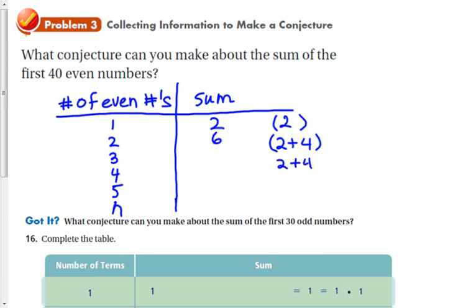Then 2 plus 4 plus 6, that would give us 12. Then 2 plus 4 plus 6 plus 8, that would give us 20. And 30. Now let's think about what we have going on here. One thing that I noticed is that we're adding 4, then 6, then 8, then 10. And the difference between those numbers is going up by a constant. We're always adding 2 more than we added the time before.